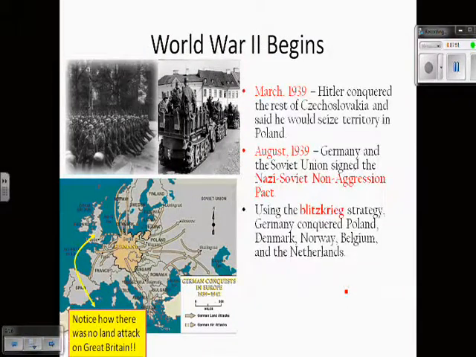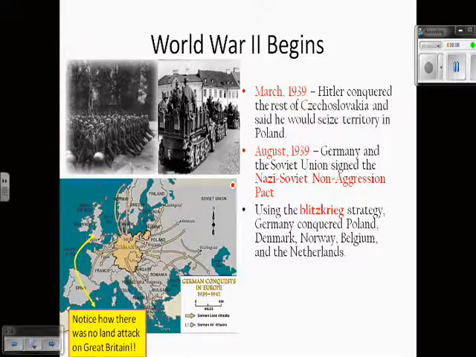Now, that's actually not the case. Once he gets the Sudetenland, he already had Austria-Hungary. He goes and gets the rest of Czechoslovakia. He goes after Poland. And before he goes after Poland, he signs the Nazi-Soviet non-aggression pact with the Soviet Union, which essentially means we promise not to fight each other.